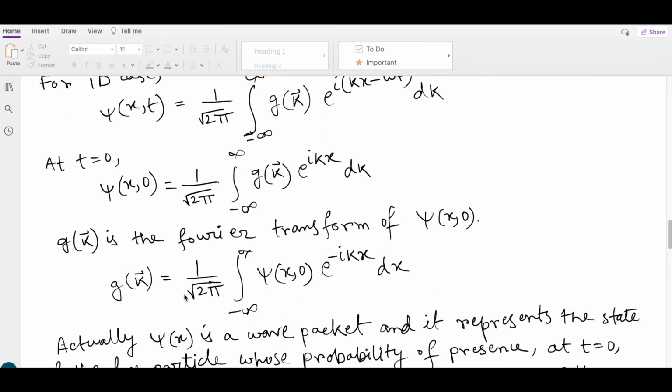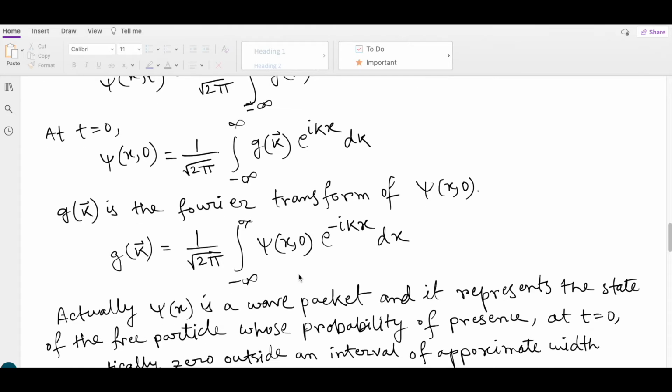We can write g(k) as 1 by root over 2 pi integral from minus infinity to infinity psi(x,0) e to the power minus ikx dx. And we are very familiar with this equation. This is the Fourier transform of the function psi(x,0).